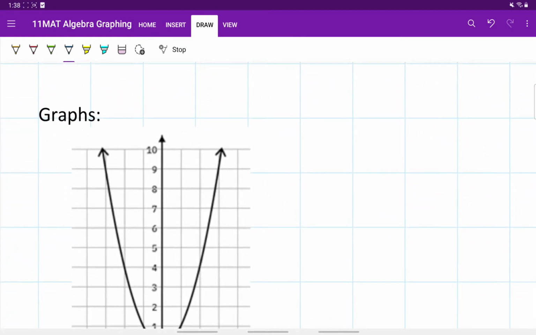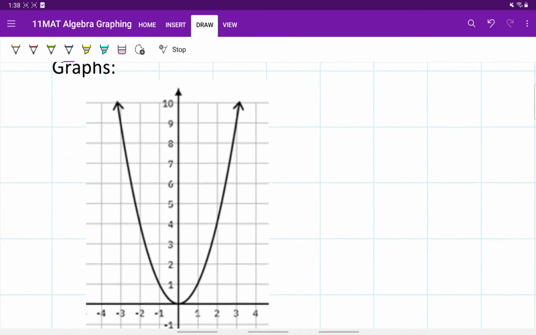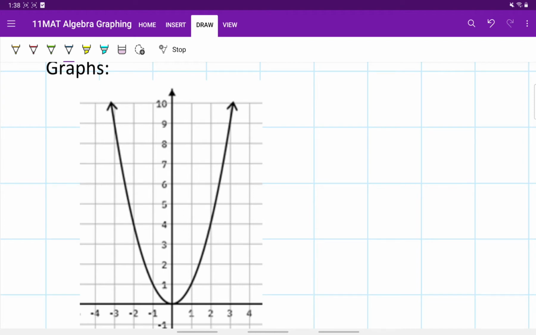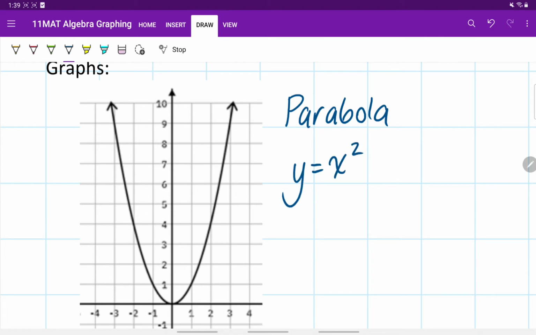Just going to introduce you now to the very basic quadratic graph. The shape, or the graph, sorry, has the name of a parabola. Okay, and then sometimes we still just call it a quadratic. So a quadratic equation will give you a parabola. This equation here is the basic quadratic, y equals x squared.